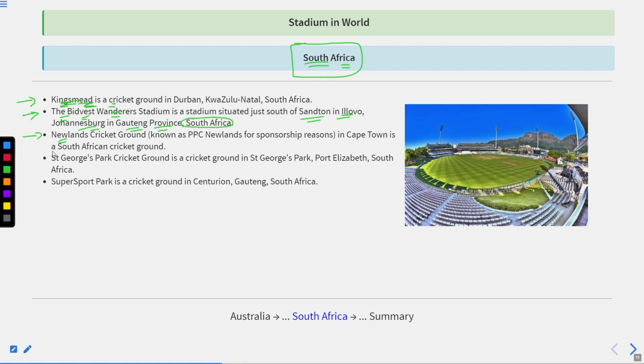Then we have Newlands cricket ground, also known as PPC Newlands for sponsorship reasons. It is in Cape Town. It is a South African cricket ground. Then we have St. George's Park Cricket Ground. It is a cricket ground in St. George's Park, Port Elizabeth, South Africa. Then SuperSport Park, which is a cricket ground in Centurion, Gauteng in South Africa.